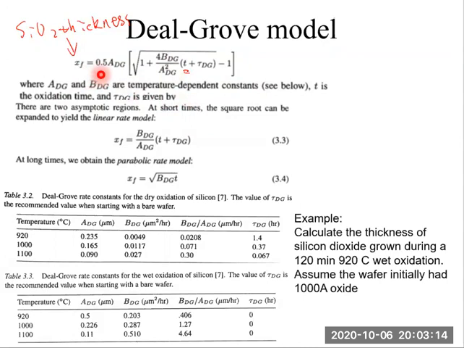So this thickness equals 0.5 ADG times the square root of 1 plus 4 BDG divided by ADG squared times (T plus tau DG), minus 1. This T is the oxidation time. And this model can be divided into 2 regions. At short times, when T is very small, the square root can be expanded to yield the linear rate model.